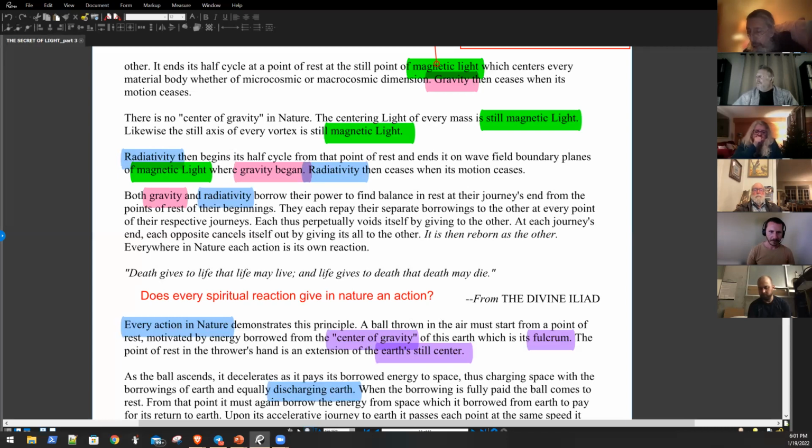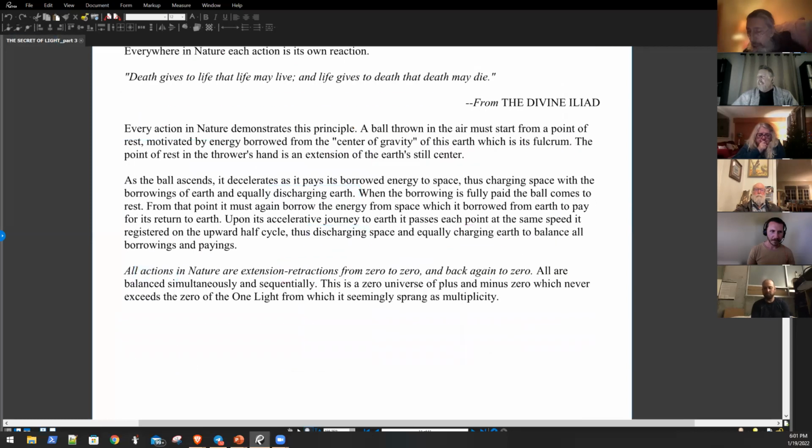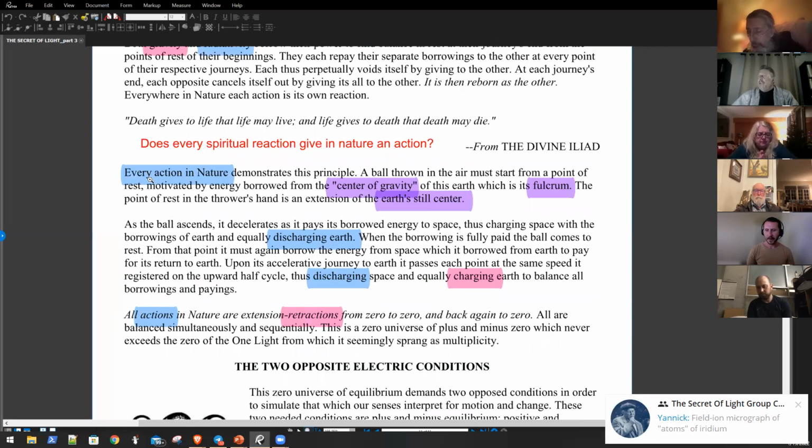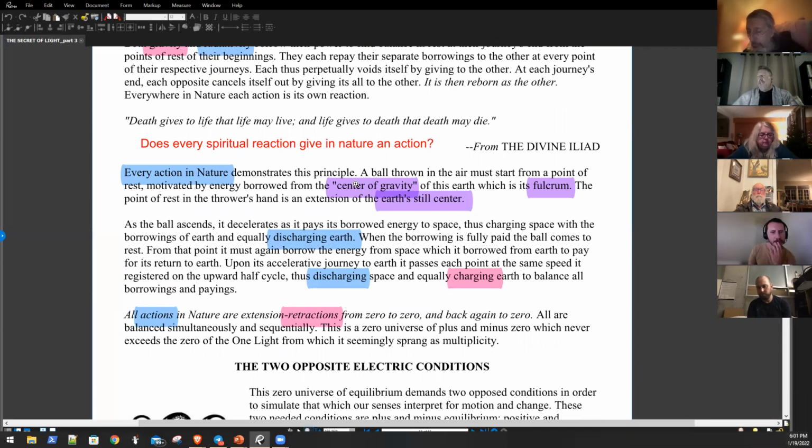So as we begin to talk a little bit about life and death cycles, we're almost done here. Every action in nature demonstrates that principle. A ball thrown in the air must start from a point of rest, motivated by energy borrowed from the center of gravity of this earth, which is its fulcrum. The point of rest, the thrower's hand, is an extension of the earth's still center. As the ball ascends, it decelerates as it gets higher, as it pays its borrowed energy back.